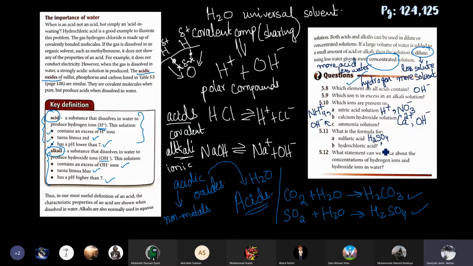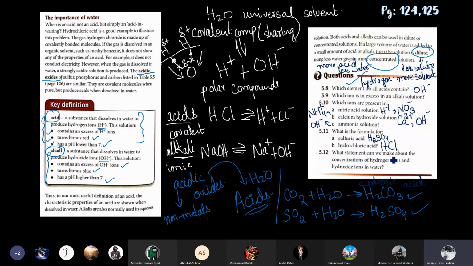Hydrochloric acid is HCl. H2CO3 is carbonic acid. This one written at the bottom has carbon present, not chlorine, so it's carbonic acid. Sulfuric acid, nitric acid, carbonic acid: the names end with -ic and then acid.